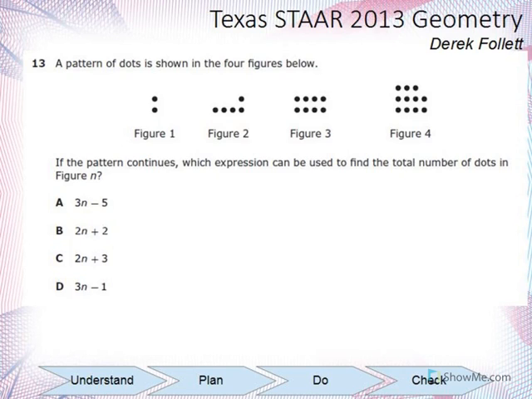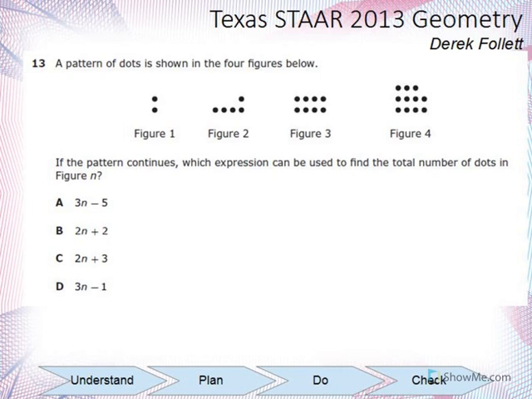This is the Texas STAAR 2013 geometry test, and this is question number 13. It says, a pattern of dots is shown in the 4 figures below. Then it has figure 1, 2 dots. Figure 2 looks like it has 5 dots. Then figure 3 and figure 4. So I've definitely got more dots in each figure.